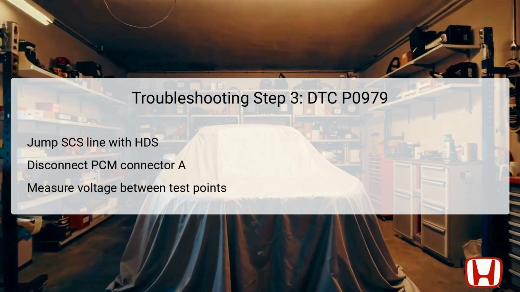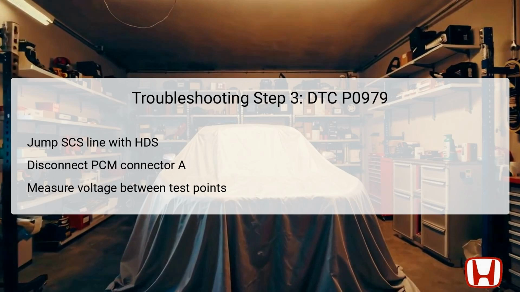In this step, you are required to jump the SCS line using the HDS, which will allow for specific system checks to be performed. Next, disconnect the PCM connector A, specifically the 51P connector. After disconnecting, press the engine start-stop button to turn the vehicle to ON mode again.